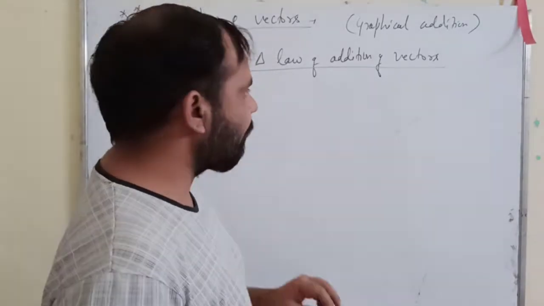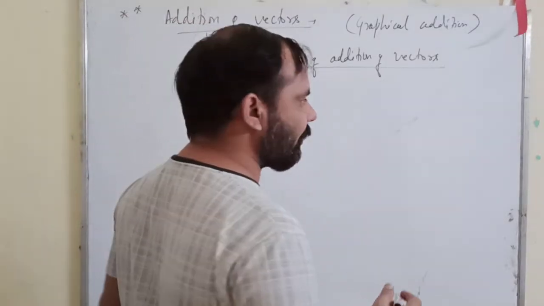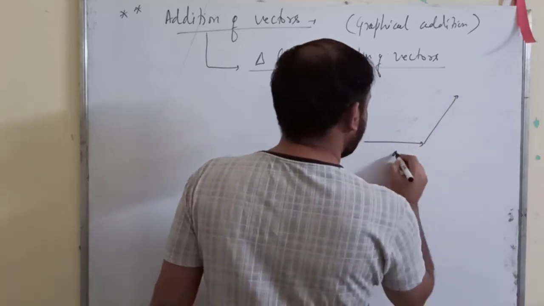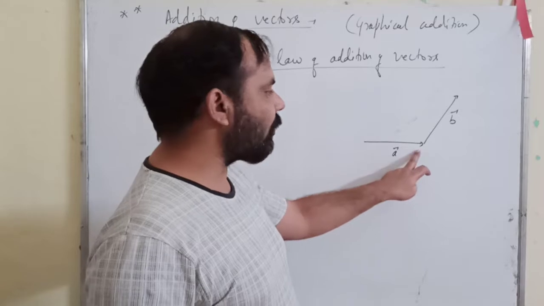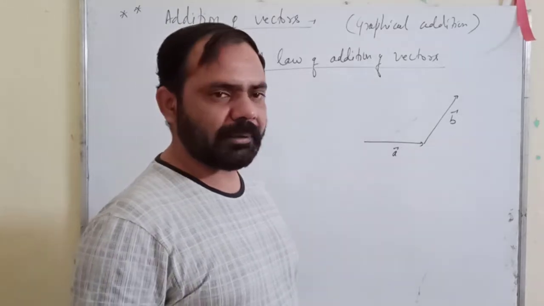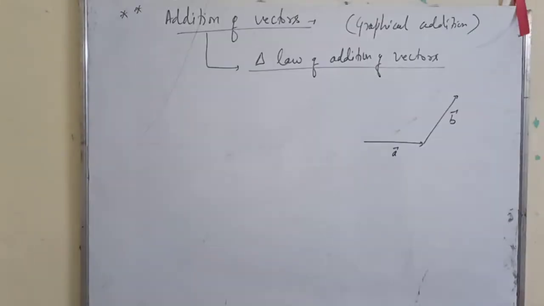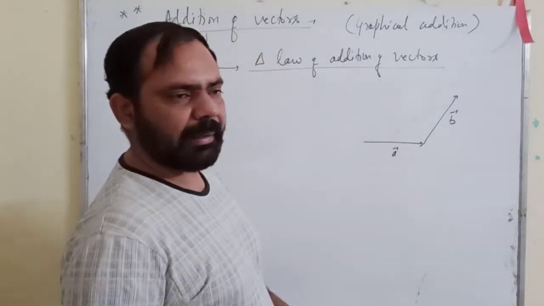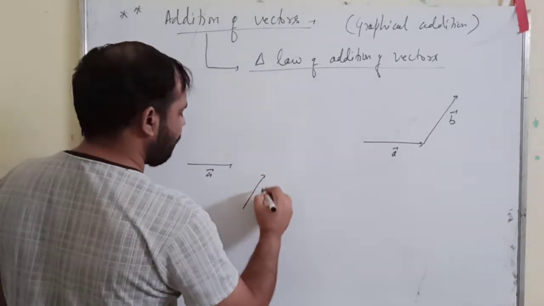Okay, so I'm starting with the triangle law of addition of vectors. Now, what is the condition where this triangle law is applied? Suppose this is a vector, this is b vector, and the condition is such that the head of one vector is touching the tail of the other vector. It could have been like this also, a vector, and you have b vector.